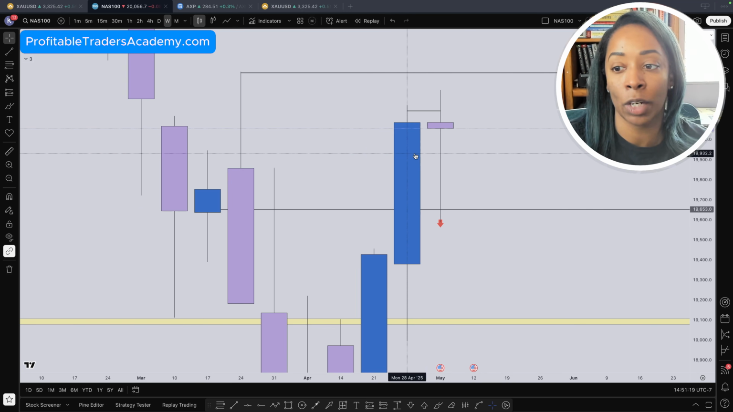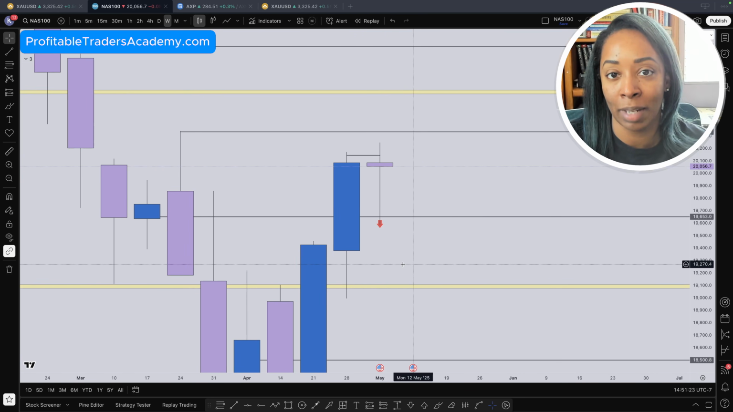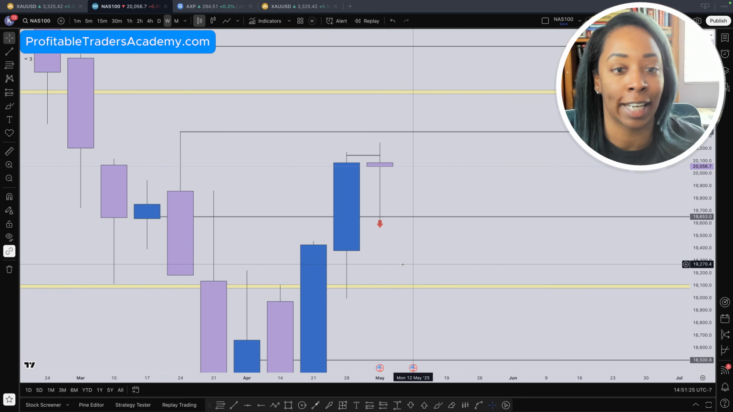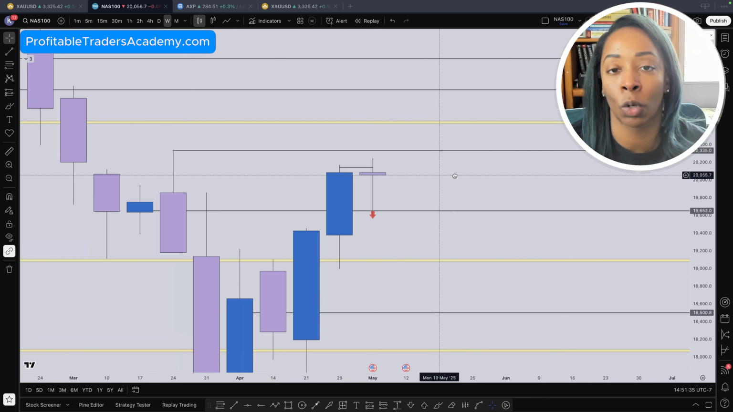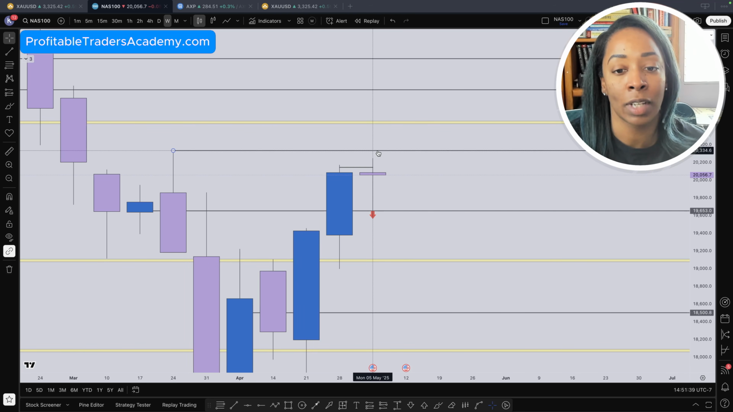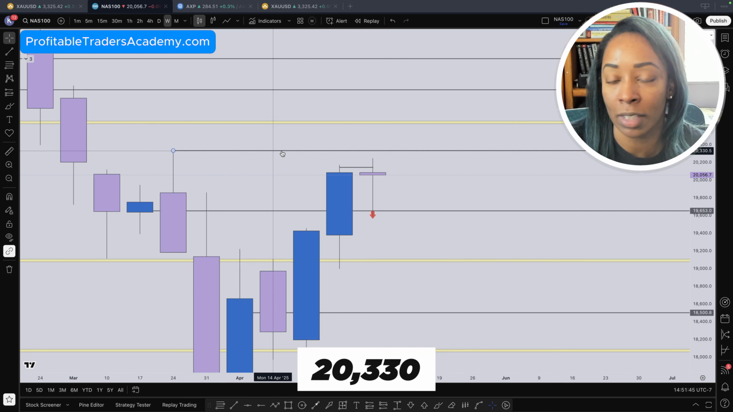And starting here on the weekly time frame, we can see that I do have some levels already. A few weeks back, I got overzealous with drawing all of these levels. So instead of drawing them, I'm just going to call them out once again and just focusing on the ones that are going to be key for this upcoming week. So the first level that we have is right here. On this weekly time frame, it is 20,330.